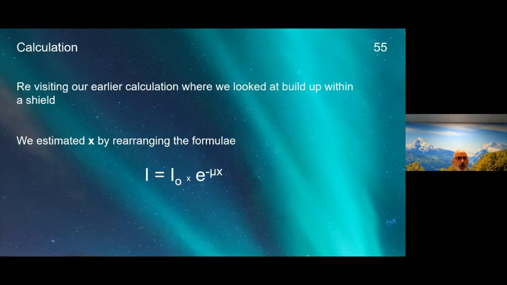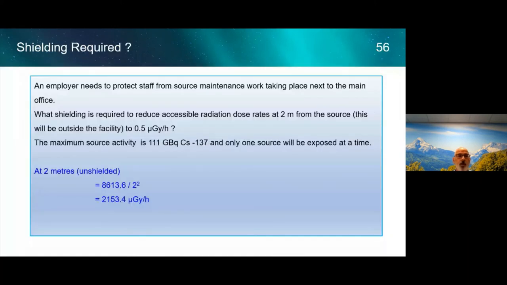So let's do another calculation where we revisit the earlier one where we looked at the buildup. We rearranged that formula to estimate the thickness it required when we were feeding in our first estimation of the shield thickness when we went to work out what the build-up factor was before we went to that iterative process. This is another way you could arrive at your initial thickness to plug into that formula at the start of your iterations. So this is just revisiting the earlier problem.